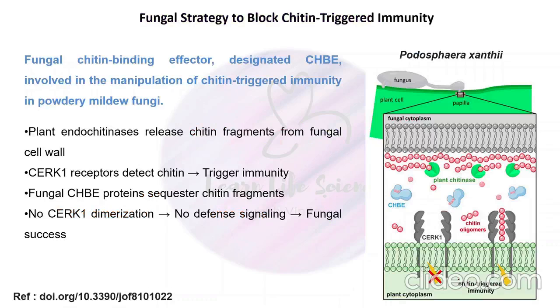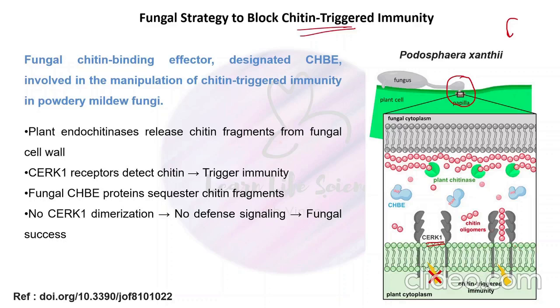So here is a short example where we are going to see how a fungal strategy blocks the chitin triggered immunity. In the picture, you can see that this is a junction where the fungus is trying to invade the plant system. First we will see how the chitin triggered immunity is basically happening.